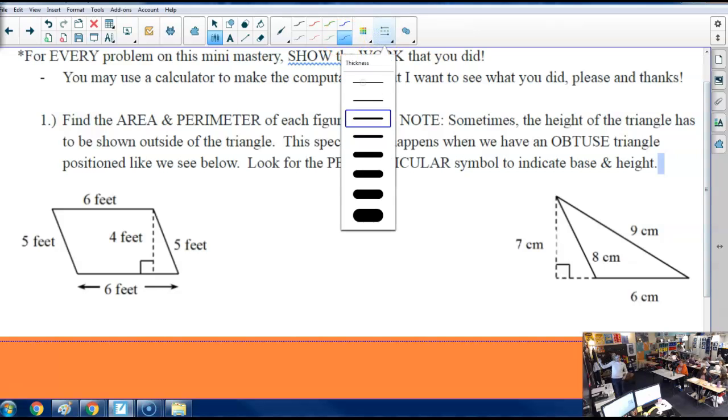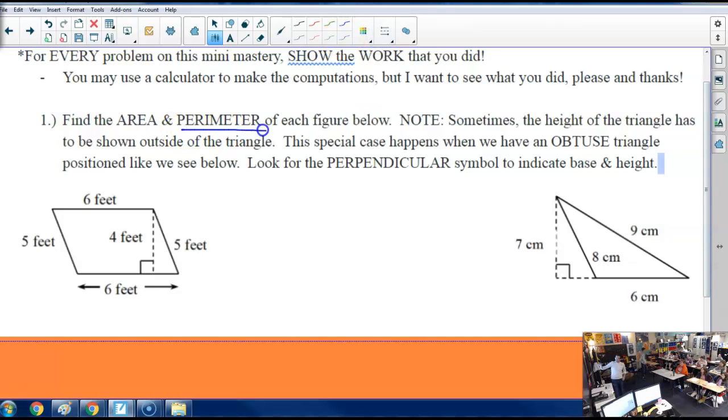Perimeter for A and B should not be very difficult. For A, we just walk around the shape: 5, 5, 6, 6. We have a 10 and a 12, so we get 22. Please correct me if I'm wrong, because I'm going to be working fast and I'm not looking off a key, so I might make a mistake. Perimeter up here: 6, 8, and 9. Ignore the 7, because for perimeter we're just walking around the shape, picking up all the sides. We have 15 plus 8, which is 23.